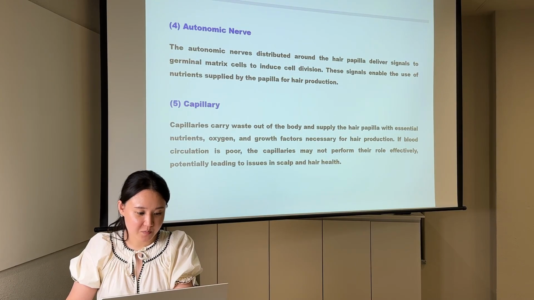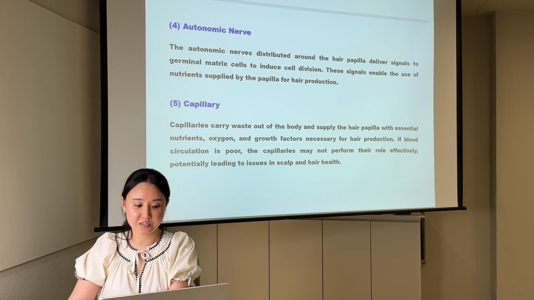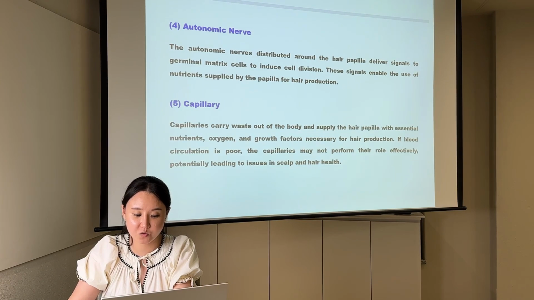Next, let's talk about the autonomic nervous system. The autonomic nerves, distributed around the dermal papilla, play a role in inducing cell division in the matrix cells and transmitting signals so that the matrix cells can produce hair using the nutrients supplied from the dermal papilla. Capillaries are responsible for transporting waste products in the body and delivering various nutrients, oxygen, and growth factors needed for hair production to the dermal papilla. If blood circulation is not smooth and the capillaries cannot perform their role properly, it can become a factor that causes problems in the scalp and hair production.